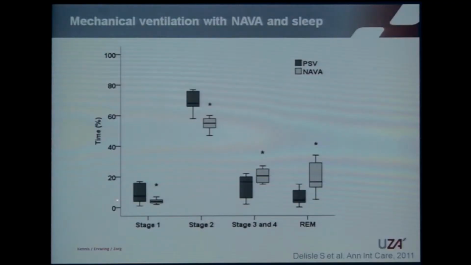And you see that here with NAVA, compared to pressure support, there is lower time in stage 1 and stage 2, and a higher time in stage 3 and 4, which is called restorative sleep, and more REM sleep too.